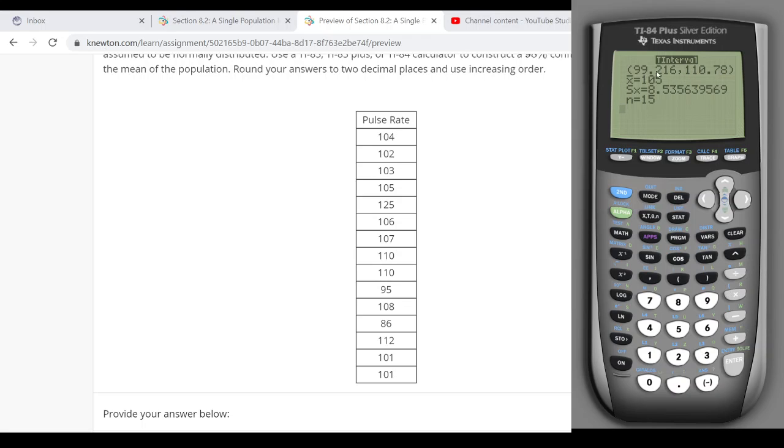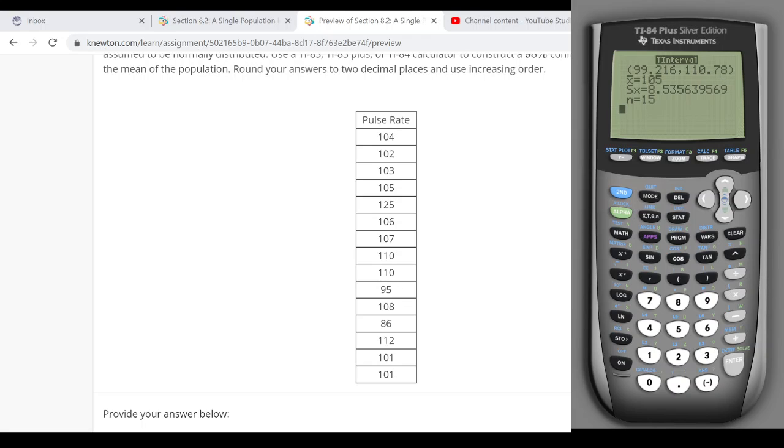So remember, this lower value is my 105 minus the margin of error, whatever that is, 99.216. And then the upper value is the 105, the x bar, plus the margin of error, so 110.78. And we're asked to round to 2 decimal places, so 99.22, 110.78. And what we're saying here is that, based on this sample, we're 98% confident that the average pulse rate for all runners, not just these 15, is somewhere between 99.2 beats per minute and 110.8 beats per minute.